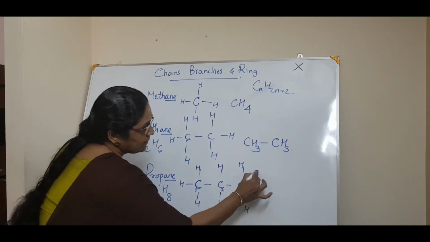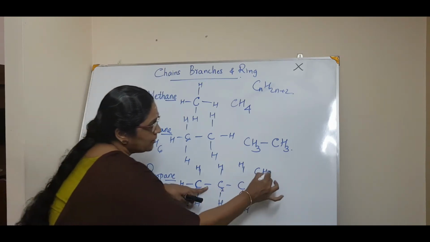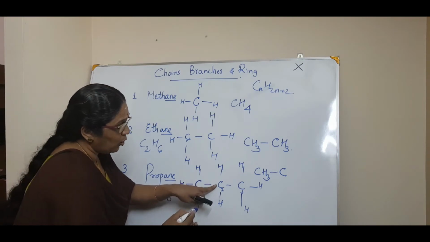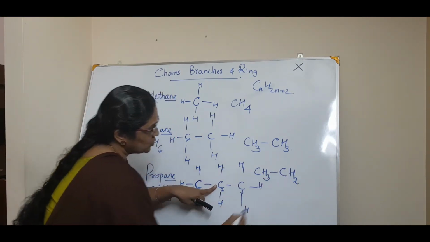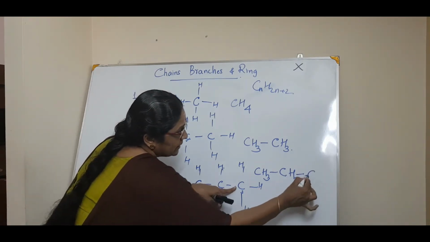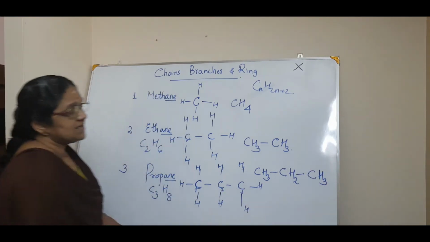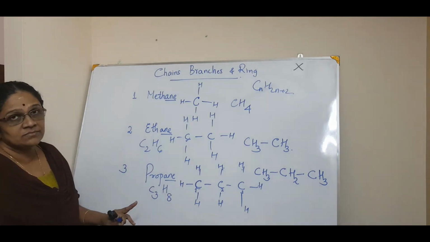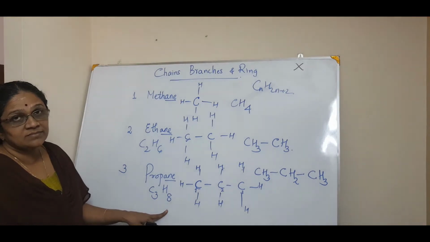So for the first carbon atom, I will write CH3. Then a bond between the two carbon atoms. Okay, carbon atom. And now how many hydrogen atoms are there? 1 and 2. So I can write CH2, 2 hydrogen atoms. Again a bond, okay. Then the carbon atom. And how many hydrogen? 3 hydrogen. So I can write CH3, CH2, CH3. Got it? So the formula is C3H8.